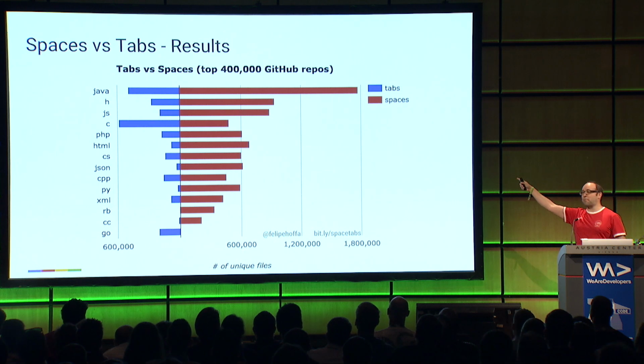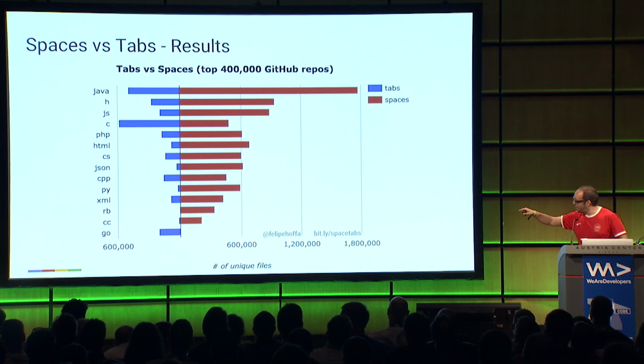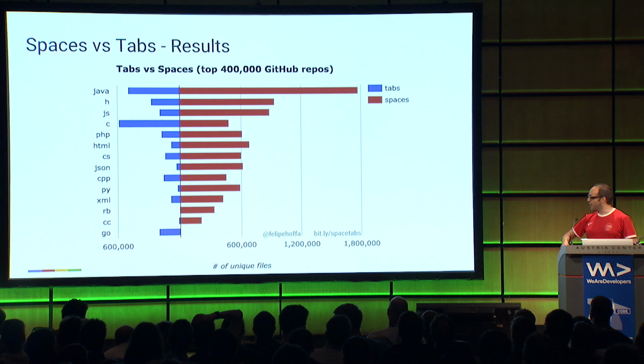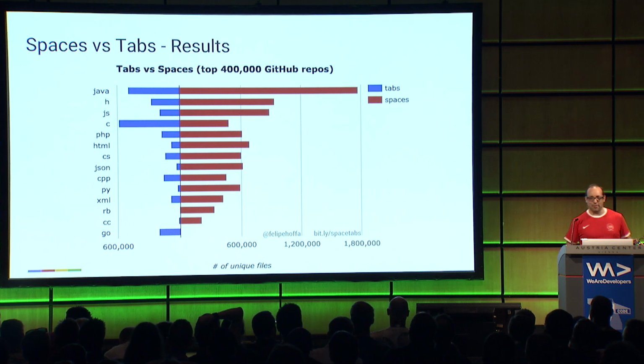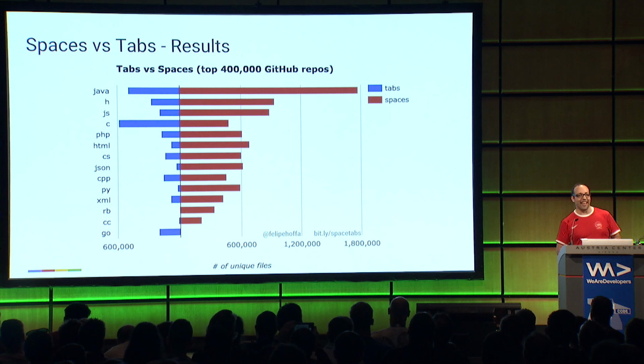In Java, people prefer spaces to tabs. In C, 50-50. In Ruby, just spaces. And if you really like tabs, learn how to code Go, because they only accept tabs. Thank you.